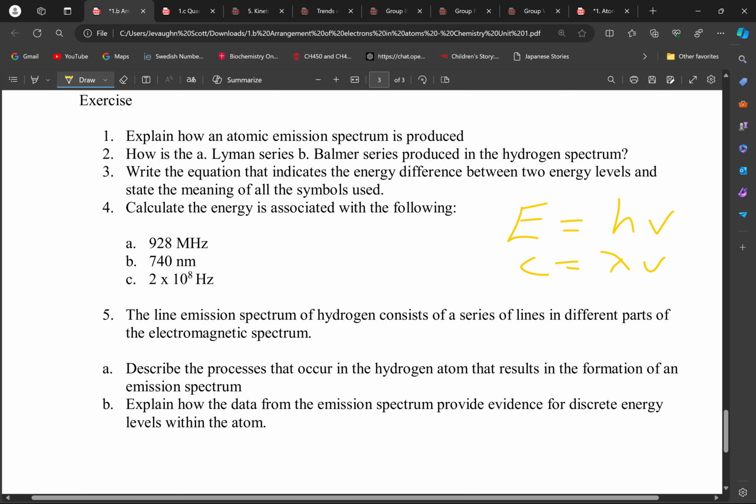Not necessarily, but the energy equation that we tend to use is Planck's equation, which is energy is equal to Planck's constant times frequency. What is Planck's constant, by the way? You guys need to know that. It's something that we use far more in chemistry and somewhat in physics. So what is Planck's constant?